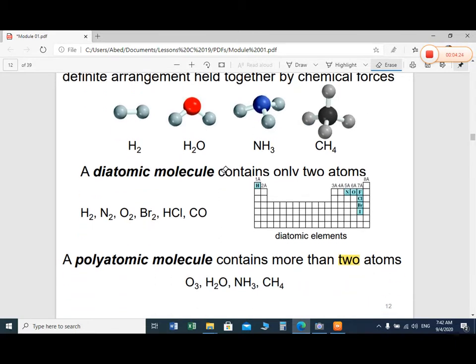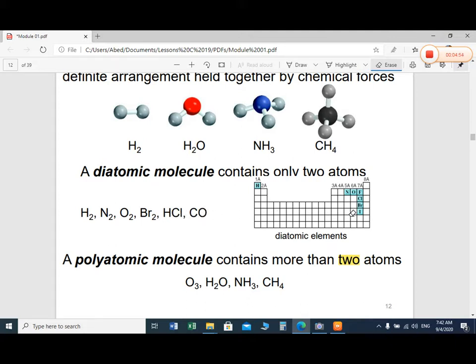According to this, now we have 2 types of molecules, according to the number of atoms. Diatomic. Di means 2. When the molecule contains 2 atoms, it is called a diatomic molecule. For example, hydrogen is diatomic, nitrogen gas is diatomic, oxygen gas is diatomic. Similarly, hydrochloric acid is also a diatomic molecule, and carbon monoxide.